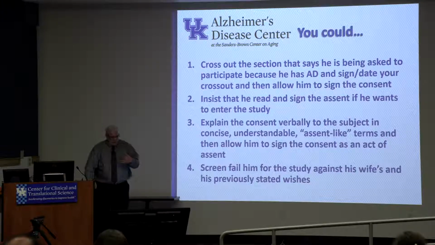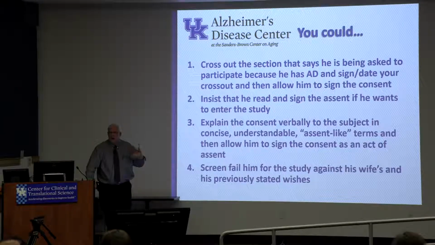We could have sat instead and said, no, you can't have the consent form, you need this assent form, and you must sign this if you're going to enter the study, otherwise it's no-go for the study. That's another appropriate way to handle the situation. That would not get you a protocol deviation, a protocol violation. You certainly could do that.